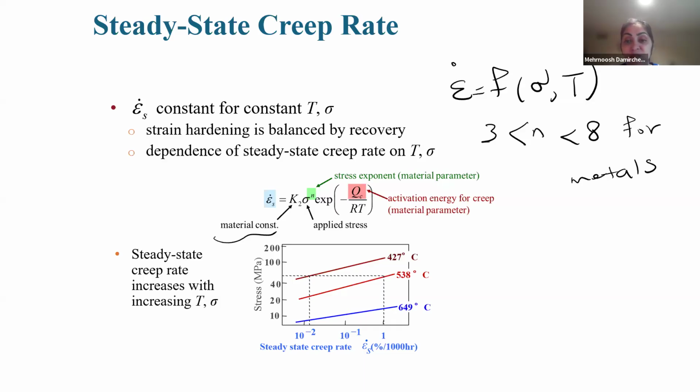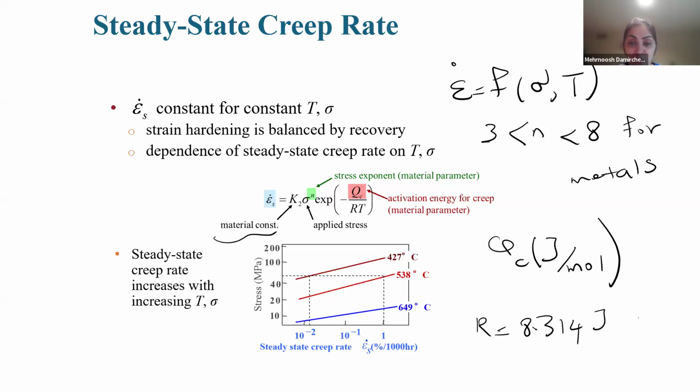Okay. Q_C is the activation energy for creep. The unit is joule per mole, and it is the energy needed for atoms or dislocations to move. R is the universal gas constant, 8.314 joule per mole per Kelvin. And T is the temperature in Kelvin.